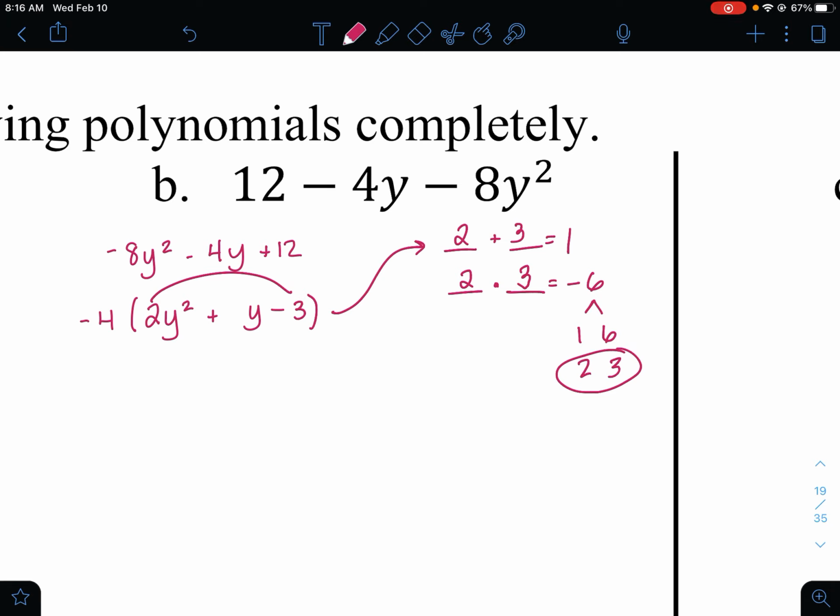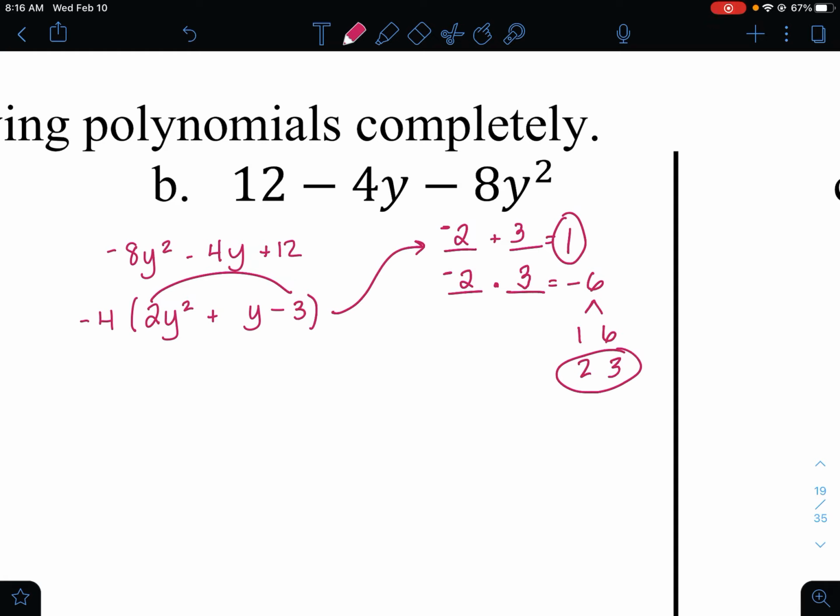In order for my product to be negative, one of the numbers has to be negative. I look at the sum to say, okay, which one is negative? Since my sum is positive, that means my smaller number is negative.